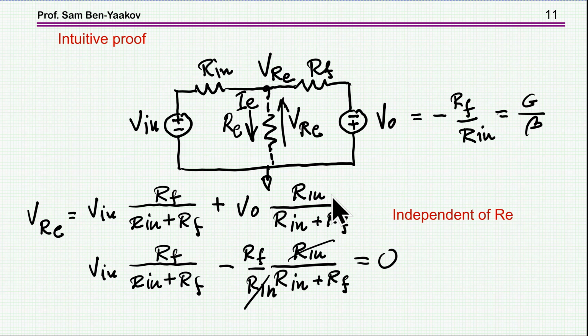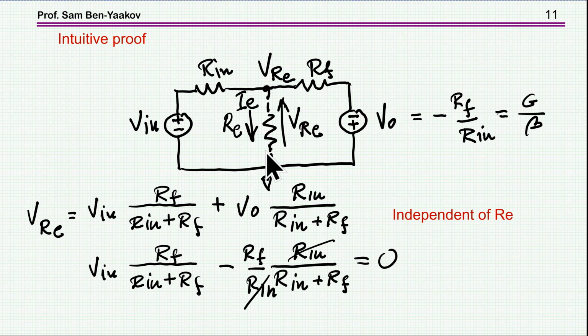Now that we have the result, we are guessing the result, RF over Rin minus, then I'm replacing V out with this value, and lo and behold, as you can see, these two terms cancel out. What does it mean? It means that the voltage here is 0, so that it will be independent of the resistance that I'll put in a real circuit.